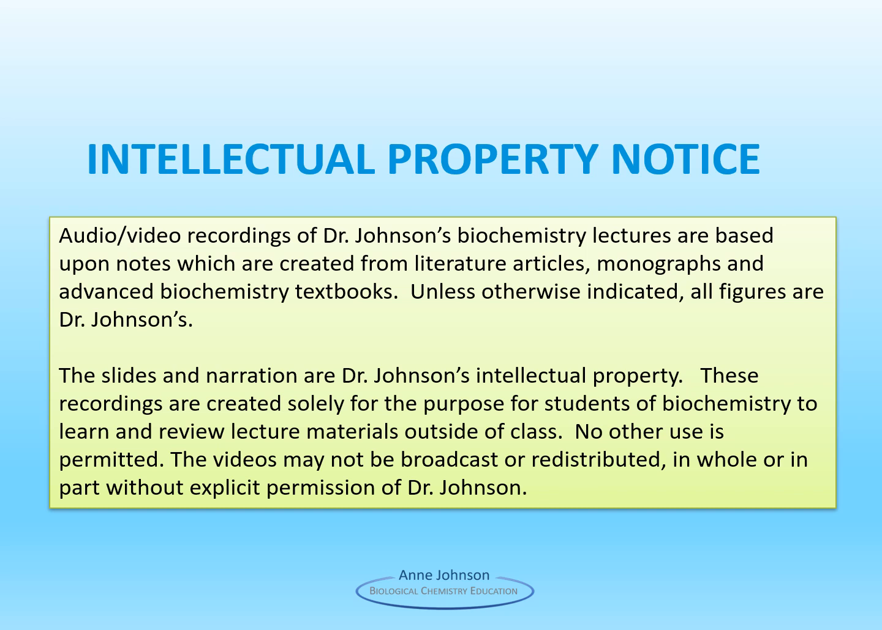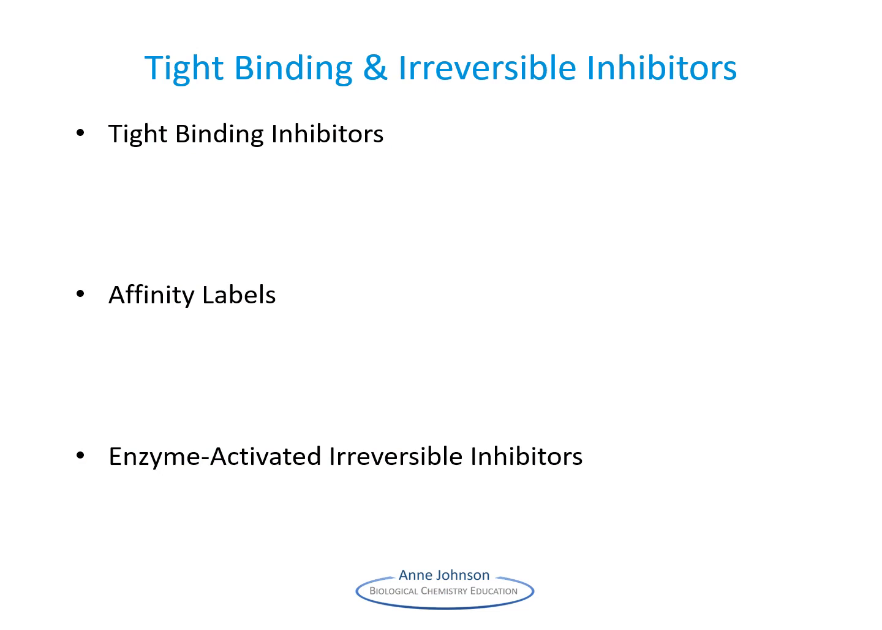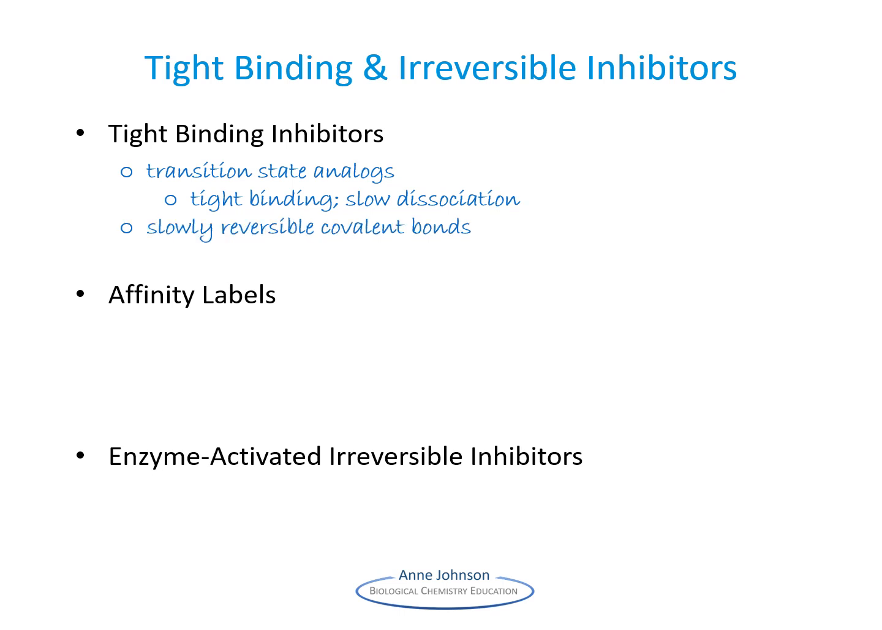Irreversible inhibitors include compounds that mimic the transition state so well that they bind very tightly in the active site and are extremely slow to dissociate. While technically not irreversible, they behave in this way. Compounds that react with the active site to form slowly reversible covalent bonds are sometimes put in this category as well.